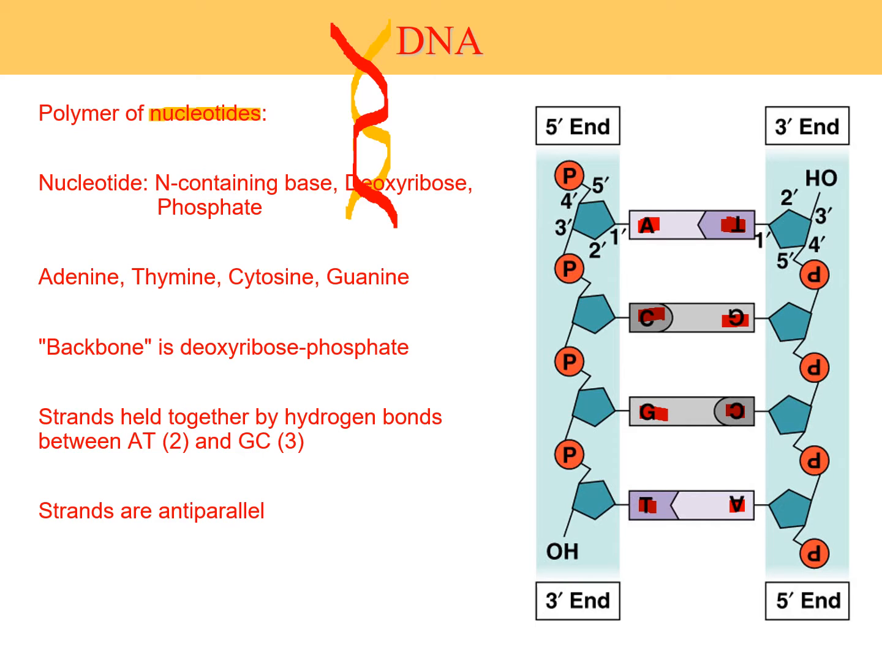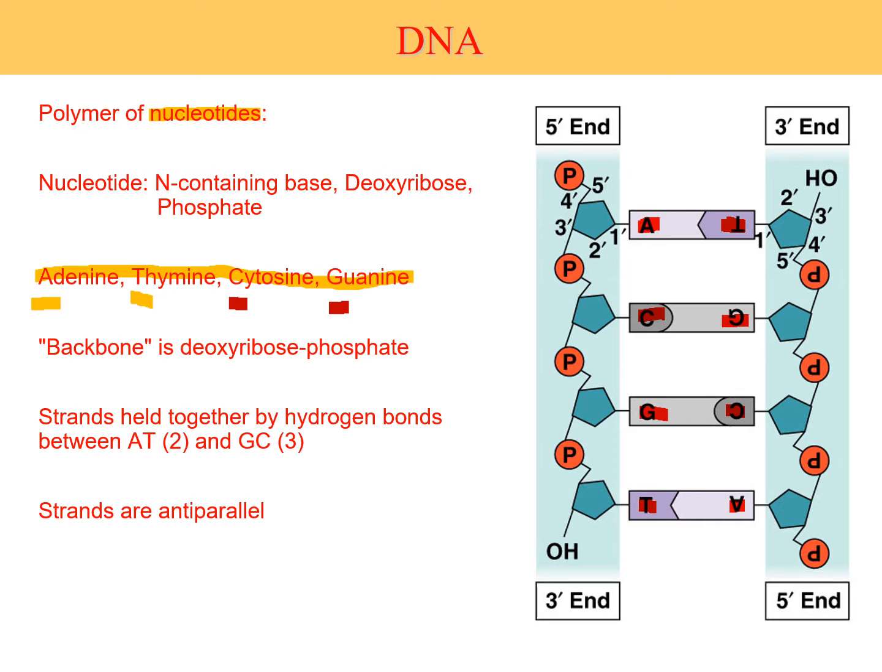So the four nitrogen-containing bases that can occur in DNA nucleotides are adenine A, thymine T, cytosine C, and guanine G. And they will base pair with each other. Where if there's an A on one strand, there'll be a T on the other. If there's a G on one strand, there'll be a C on the other, or C, a G. ATGC.